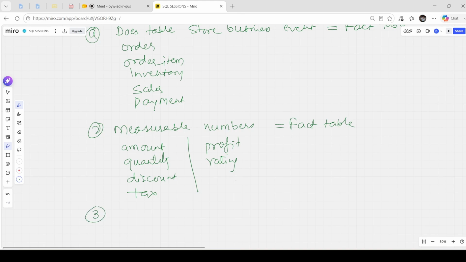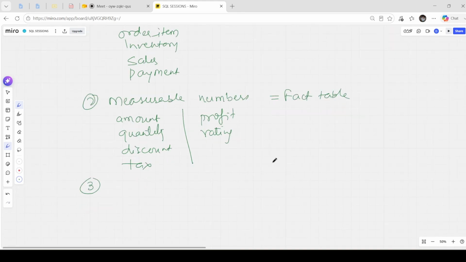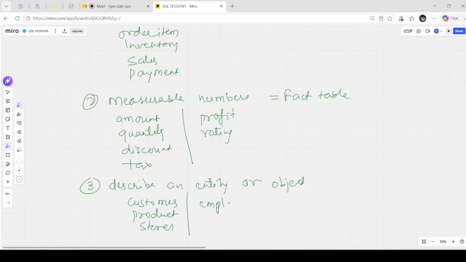Okay, then the third thing is, here, does the table describe an entity or object? It means a description of an entity. What entity? It can be, again, the same thing: customer, product, okay. Then we have store, employee, and all those are actually dimension tables, okay.